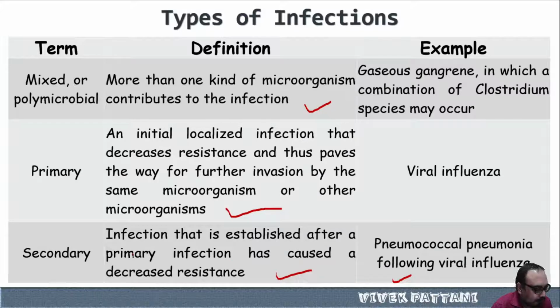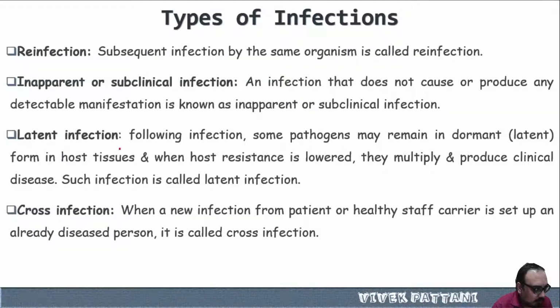Okay, now this next one. The infections which we studied right now were some of the main types. Now these are all the subtypes. Starting with the reinfection. For example, Mansi has been infected by malaria.